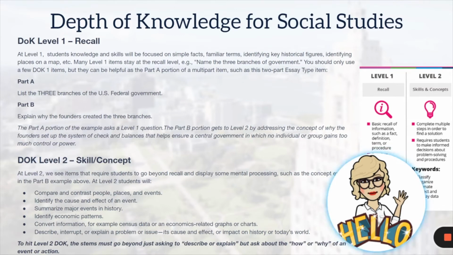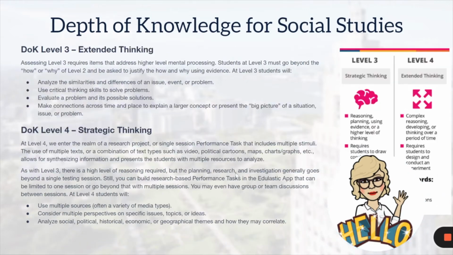But if we move to skill and concept, we're now wanting them to be able to contrast the people, identify the patterns, summarize the events. So what events in history led to the establishment of 3 branches of government? Describe how these 3 branches of government ensure a democratic process in today's world. We want students to be asking us the why. The DOK3 represents extended thinking, and of course, DOK4, strategic thinking.